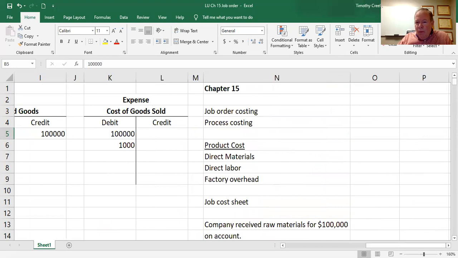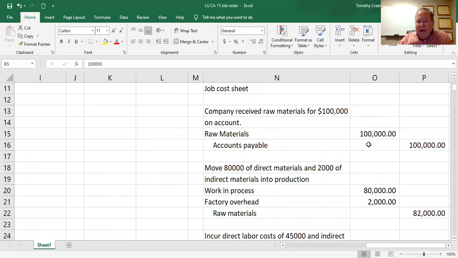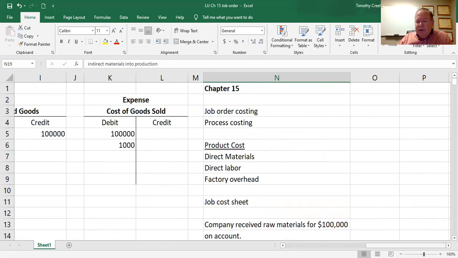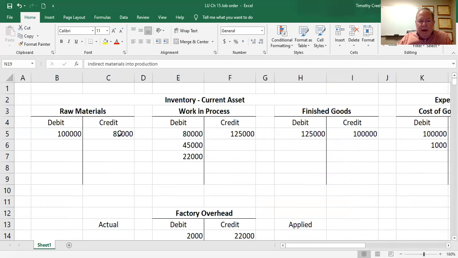Now, what if we move $80,000 of direct materials and 2,000 of indirect materials into production? What would we do? What would the journal entries be? Well, notice that we would take 82,000 out of raw materials, 80,000 is direct and 2,000 is indirect. So the 80,000 that's direct would move over to work in process. And the 2,000 that's indirect would go to factory overhead.